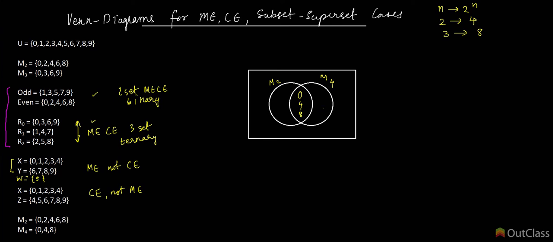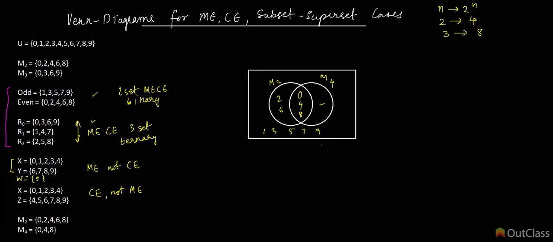What element is present in M4 but not in M2? There's nothing there. This segment is the empty segment here. What is present in M2 but not in M4? 2 and 6. So that's basically all of the even numbers, and the odd numbers 1, 3, 5, 7, 9 will be outside the union. So you have a general two-set Venn diagram with 4 regions.